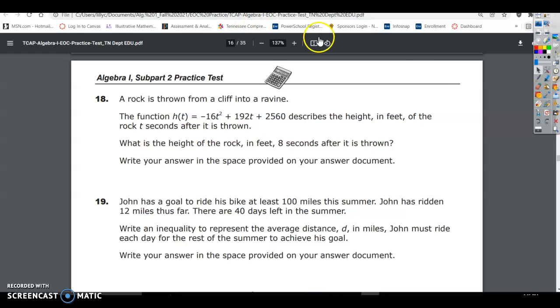Algebra 1 EOC practice test number 18. A rock is thrown from a cliff in a ravine. The function f of t describes the height in feet of the rock t seconds after it is thrown. What is the height of the rock in feet 8 seconds after it is thrown? Write your answer in the space provided of your answer document.